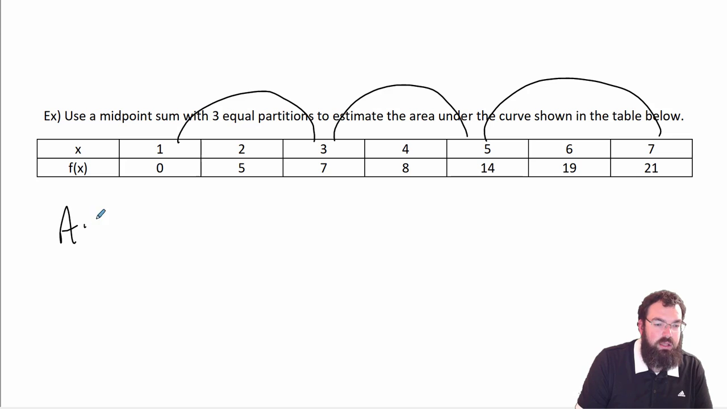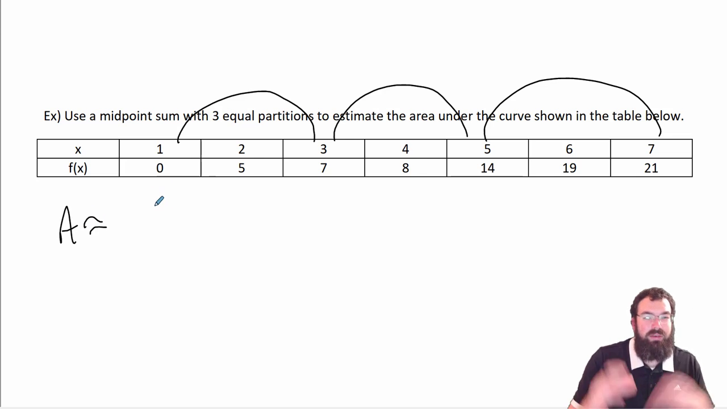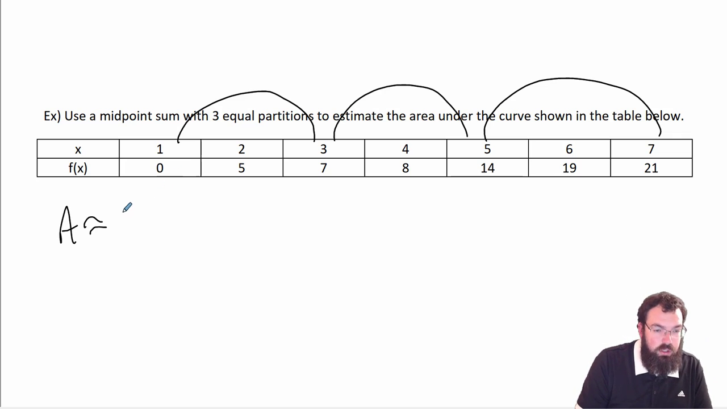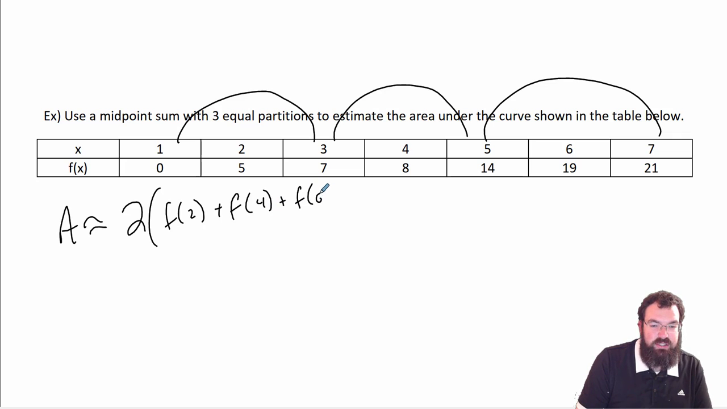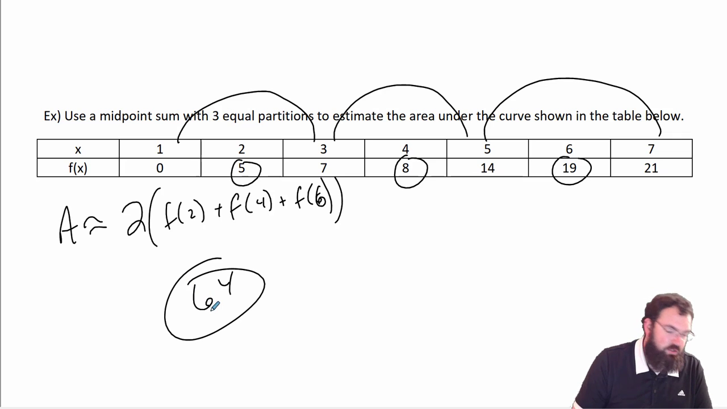So the area is approximated as the width of each rectangle, which is 2, times f of the midpoints. So f of 2 plus f of 4 plus f of 6. Okay, you can get that value. So it's really 5 plus 8 plus 19, which is 32. 32 times 2 is 64, and that's your area there. Okay, great.